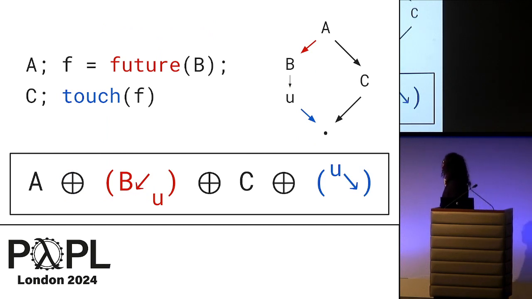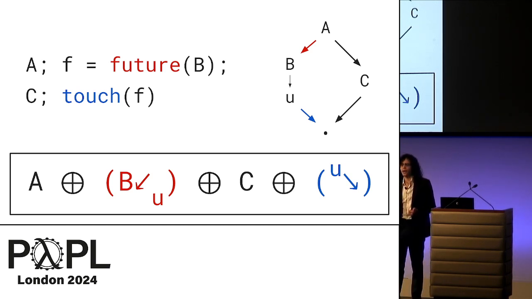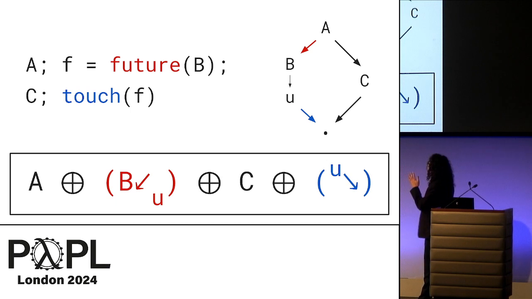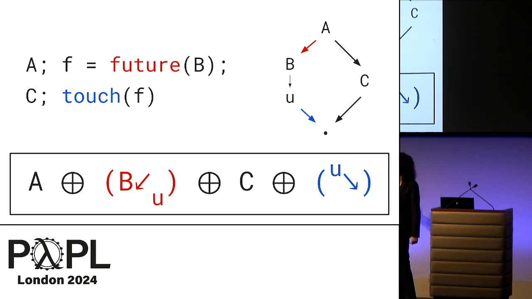Now, here in the box is the graph type of this program. This circle plus here indicates sequential composition. And what this graph type is saying is that the program will do A, and then this part in red, and then C, and then finally this part in blue. Now, you might be able to tell from the colors, the part in red is indicating that a future is being spawned. That's what's indicated by the downwards left arrow, syntactically.